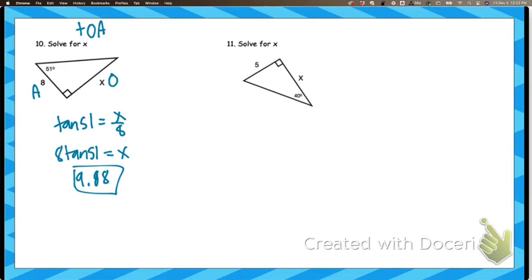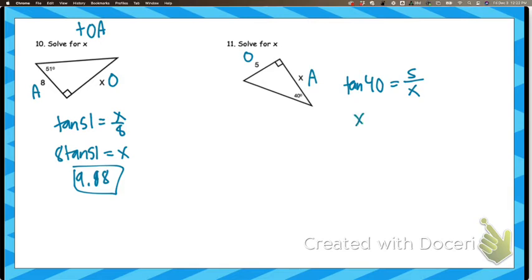All right, last one that's like this for the side. So again, I don't know or care about the hypotenuse. So this is opposite, this is adjacent, so this is tan. Tan 40 equals opposite over adjacent. X is on the bottom, so we're going to divide.